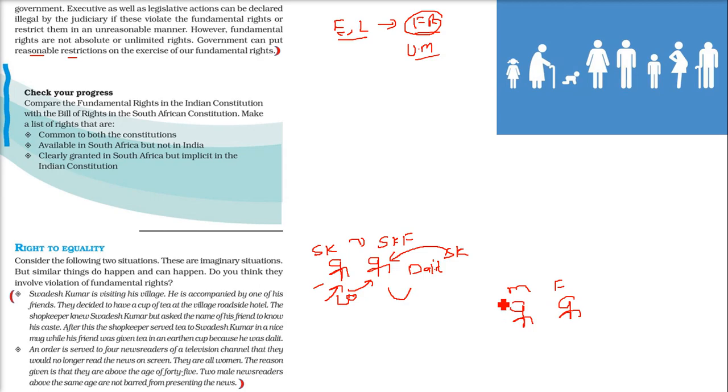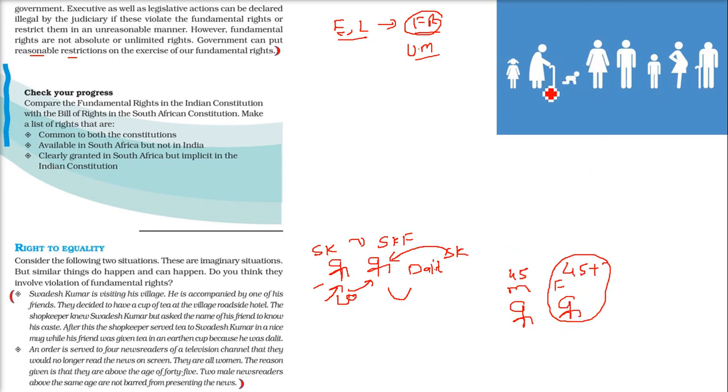Second story. Now, a male and a female, they are newsreaders. The television channel said that if the males are above 45, no problem, but if the females are 45 plus, they cannot read news. Means above the age of 45, they are not allowed to read news. Is this good? Is this the right of equality? No.